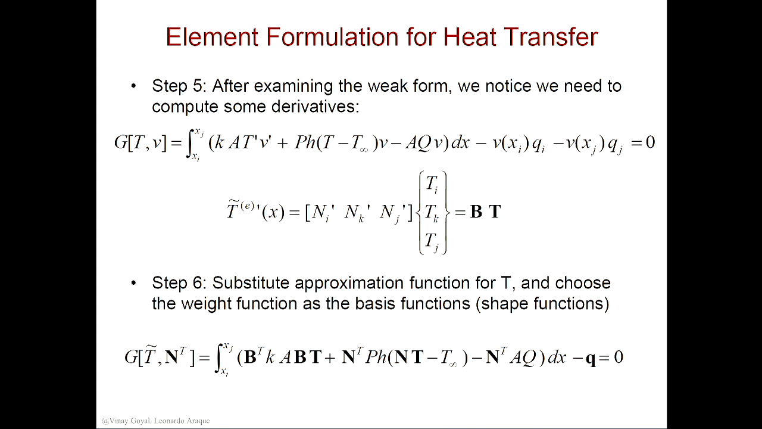T infinity, I don't have to do anything because that's a film temperature, fluid temperature. For V, again, I have N transpose times AQ. Q is a heat generation, internal heat generation. And then I have these two guys, which are basically Q, basically the matrix of concentrated forces, right?